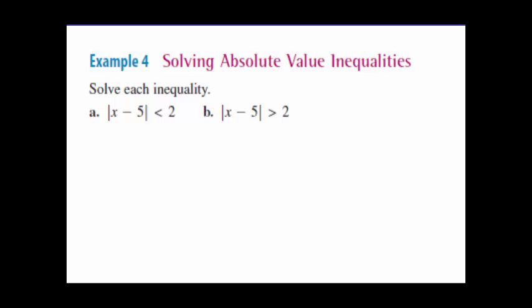Alright, so here's two examples. So notice A is an and problem, so when we're done with that, it should be shaded in the middle because it's less than. B is a greater than, so it's an or, so it should be shooting outwards.